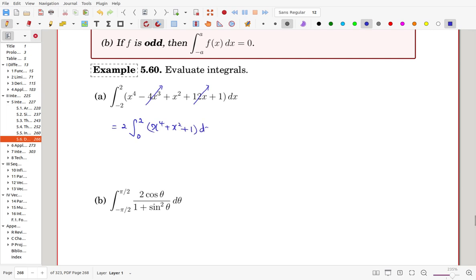Okay, so we can find the antiderivative: 1/5 x to the 5 plus 1/3 x to the 3 plus x, evaluated from 0 to 2. Of course, here we have to put 2.